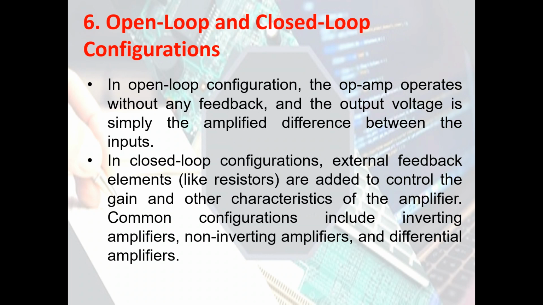In an open loop configuration, number one, the feedback path is open, meaning there is no feedback network. Number two, the output of the op-amp is solely based on the difference in voltage between the inverting and non-inverting terminals multiplied by the open loop gain of the op-amp. And number three, open loop configurations are not commonly used in practical applications because they are highly sensitive to component tolerances and changes in temperature, making them unreliable for most purposes.